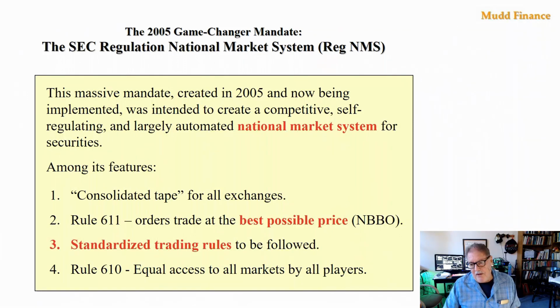You should have no reservations about getting the best price for your market orders. And then standardized trading rules were adopted that were simply slight modifications of rules that had been around for a long time, and they had to be followed. And then Rule 610 says everybody gets to have equal access to the market. And despite all the criticism you read of the stock markets, Rule 610 actually has been, I think, fairly applied. I think retail investors get a pretty good deal in the stock market these days.